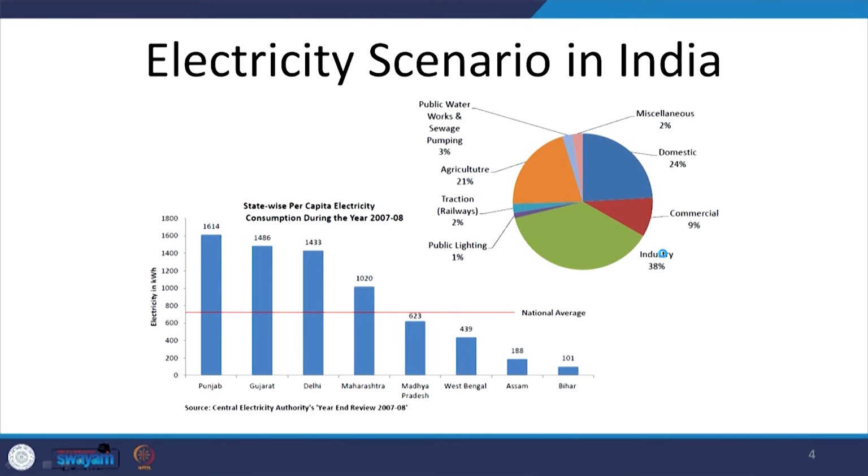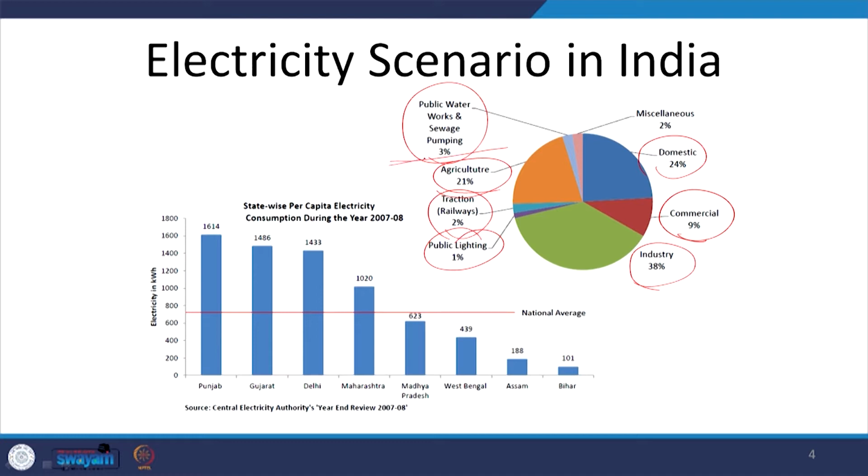If we look at the electricity scenario in India, and at how and where this electricity is going, we can see that a large part of this energy is being consumed by industry, which is around 38%. The rest of it is largely going towards domestic, commercial, and infrastructure, which is public lighting and transportation. Also, a substantial part is going towards agriculture, which is towards food production.